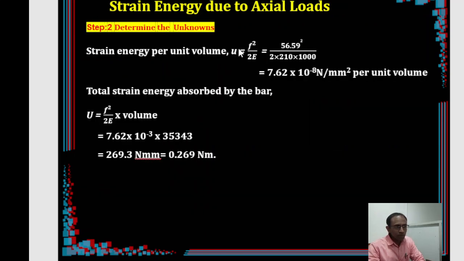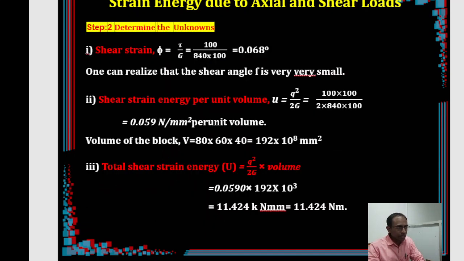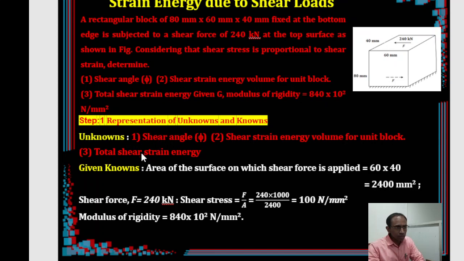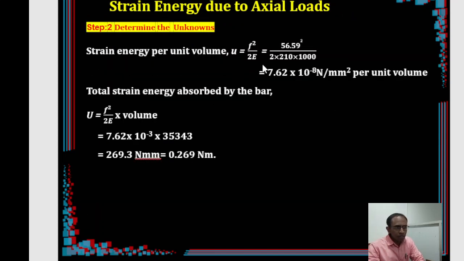So strain energy per unit volume, represented by small u, is nothing but sigma square divided by 2 times the Young's modulus of elasticity, which was given as 210 times 10 into 10,000 Newton per mm square. By substituting that, you will get the solution right here. Sorry, you got the solution here.